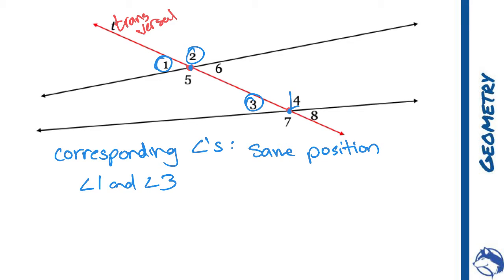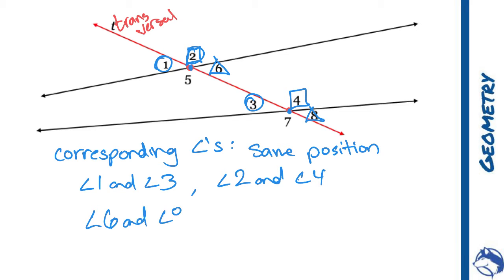Angle 2 and angle 4, sorry, I'll use a different shape here. So angle 2 and angle 4 are corresponding. And hopefully you're figuring out that angle 6 and angle 8 are going to be corresponding. And then we've got angle 5 and angle 7. So basically you're just matching the position, and that's what you're looking for.